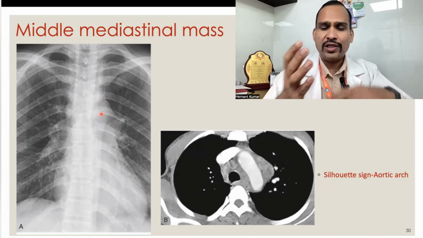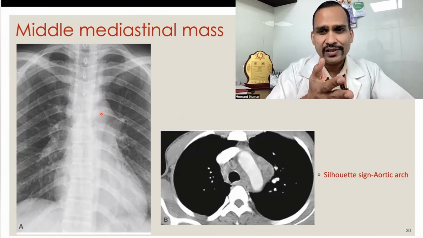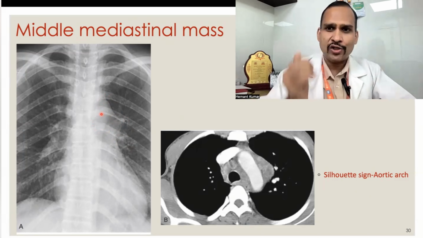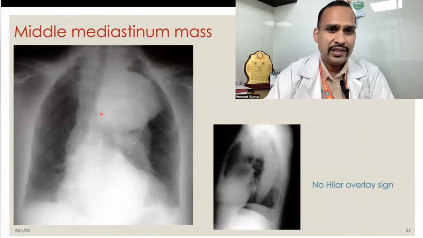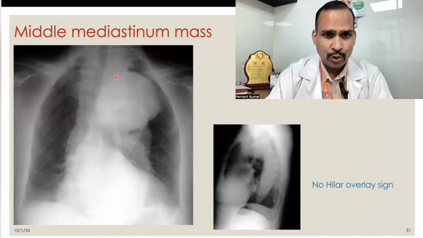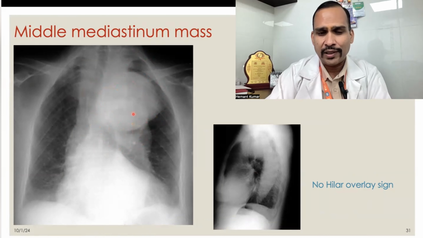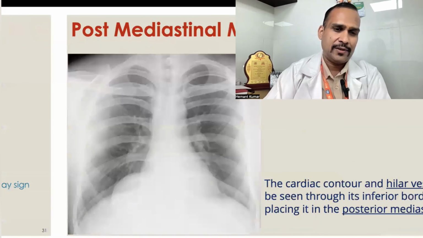Why? Because the hilum overlay sign is absent. We cannot appreciate the vessels, and it is silhouetting the arch of aorta. This is a mediastinal mass. Same thing here. You can see this is a large mediastinal mass. We cannot appreciate the arch of aorta. So this is a middle mediastinal mass.